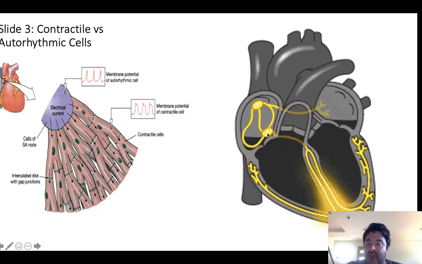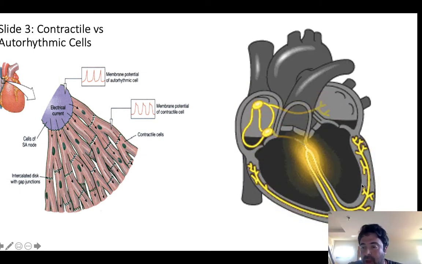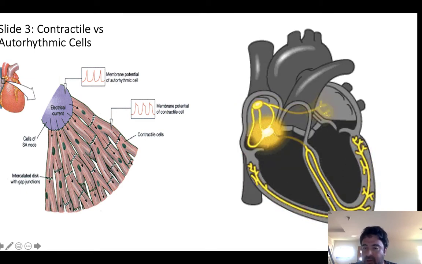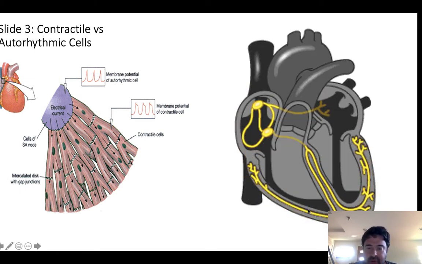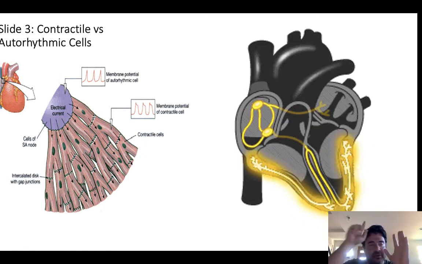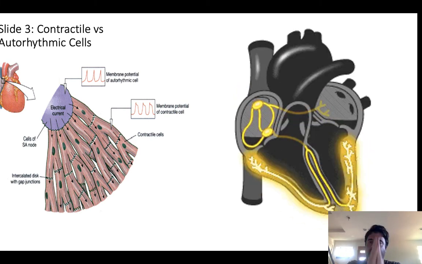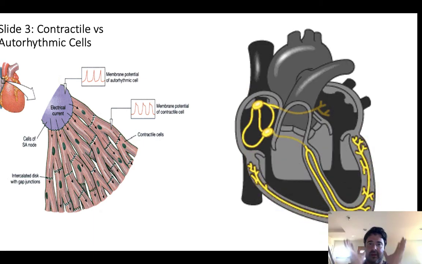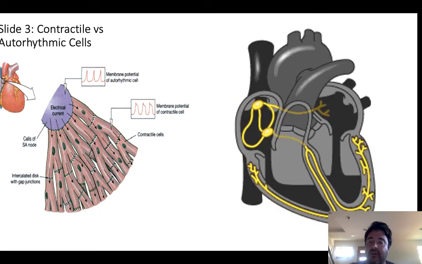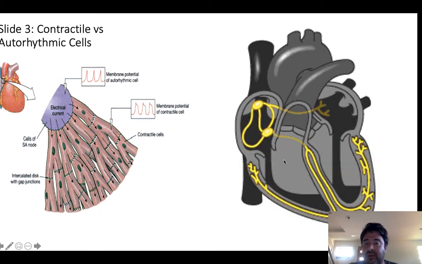After the AV node delay, which gives the atria time to finish contracting, we spread into the bundle of His, to the left and right bundle branches, and then up the left and right Purkinje fibers. Now, when that electrical signal spreads along the bundle of His through the bundle branches and the interventricular septum up the Purkinje fibers, the ventricles first depolarize. That's the electrical event. An electrical signal has swept through all those cells. After the ventricles depolarize, they will subsequently contract or go into ventricular systole. So atrial systole, then diastole, ventricular systole, then diastole. So the ventricles depolarize, they excite, and then they contract. The electrical event would be the depolarization of the ventricles. The mechanical event would be the ventricular systole or the ventricular contraction.